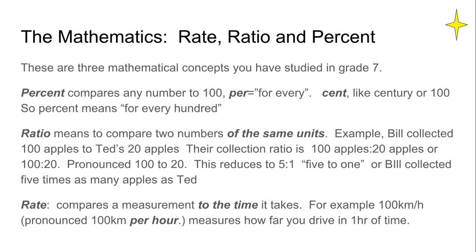So Bill collected 100 apples to Ted's 20 apples. Their collection ratio is 100 apples to 20 apples, or 100:20, which you would pronounce as 100 to 20. And it can reduce to 5 to 1, or in plain English, you say Bill collected 5 times as many apples as Ted. Rate is simply a special ratio where you always divide by time. The most common rate you're aware of, speed, 100 kilometers per hour.